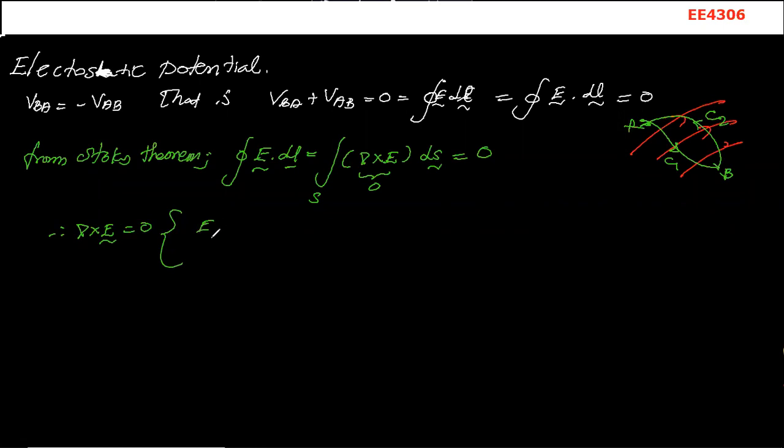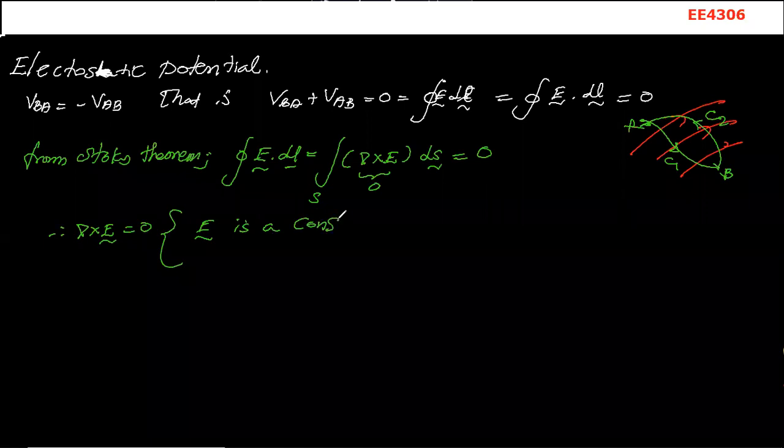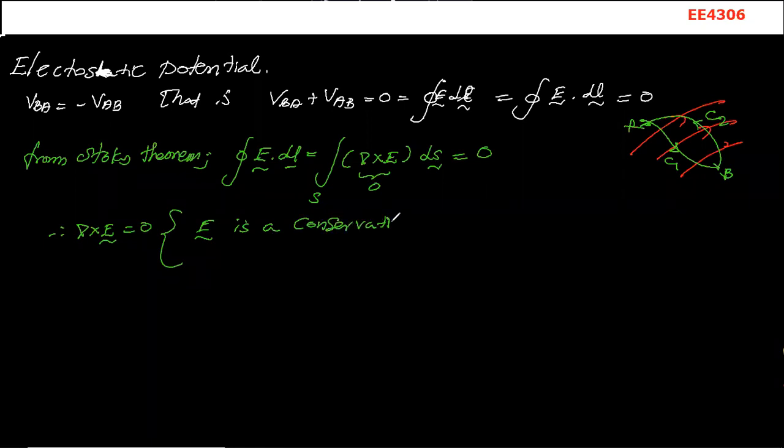If this E is a conservative vector, then this curl E should be equal to 0. Keep in mind that. If this E is a conservative vector, then this result becomes 0. This one we call the curl E.